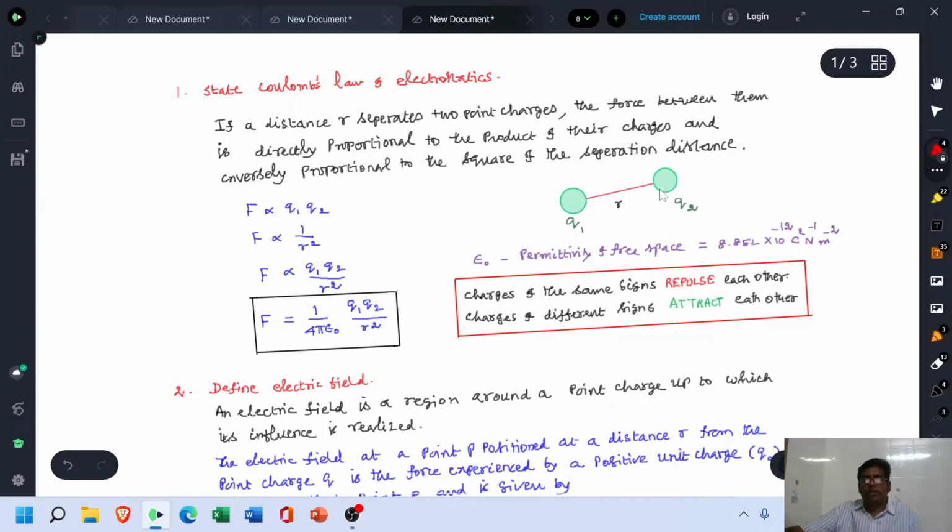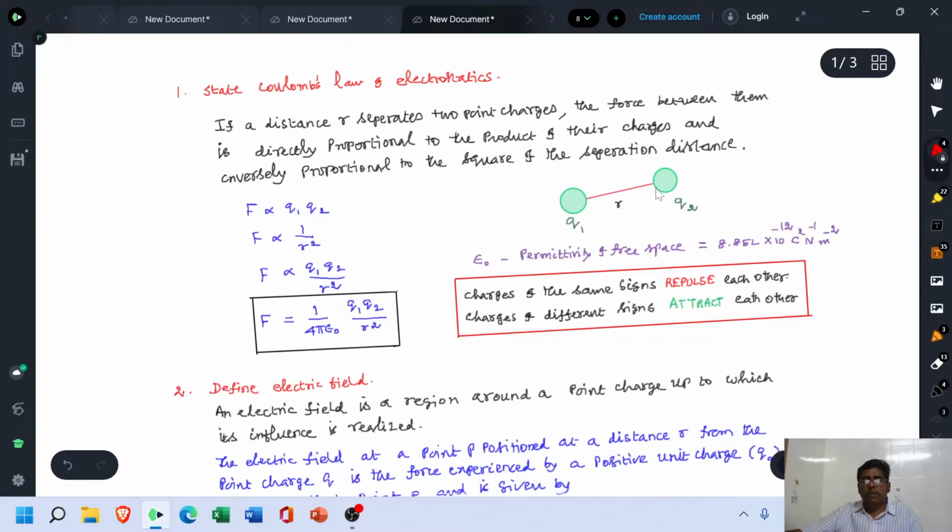Consider two charges Q1 and Q2 separated by a distance r. Then the force existing between them is directly proportional to the product of the charges and inversely proportional to the square of the distance between them. Then to remove the proportionality sign, we introduce a constant. F is equal to 1 divided by 4 pi epsilon naught Q1 Q2 by r square.